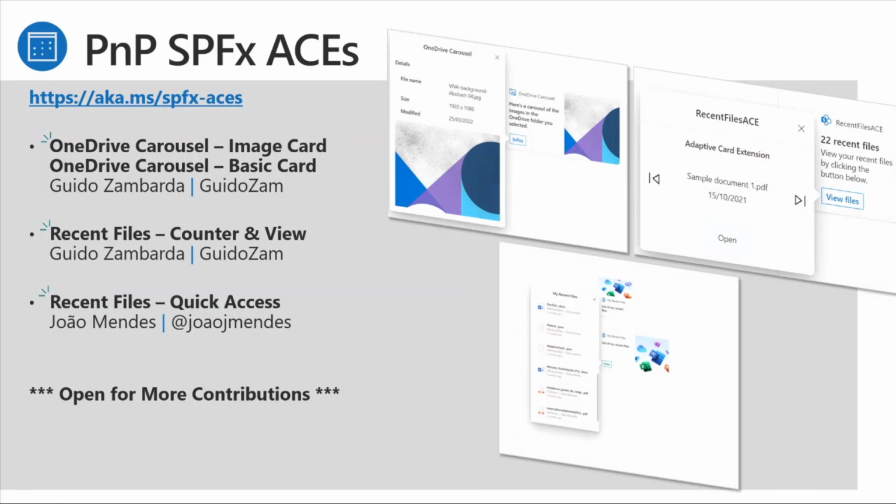Thanks, Hugo. We have some incredible new demos for ACEs and samples for ACEs this week as well. Two OneDrive carousels from Guido Zambarda on image cards and base cards, allowing you to scroll through your OneDrive files, which are really, really cool. He's also got another one. He's going for the hat trick, recent files. It provides a counter and a view of those files.